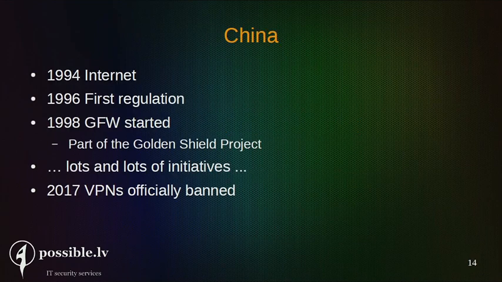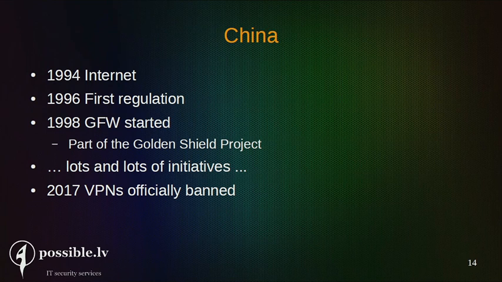First of all, China. The internet came to China quite late. It was 1994. The first regulation concerning censorship on the internet was adopted 2 years later. 2 more years later, the Great Firewall of China project was started. It's actually part of the so-called Golden Shield project, which includes not only technical but also non-technical means to keep the ruling party in control. And basically that's the goal of the Golden Shield project. Between 1998 and now, there have been lots and lots of other initiatives and improvements to the censorship network in China, and we don't have time to cover them here.